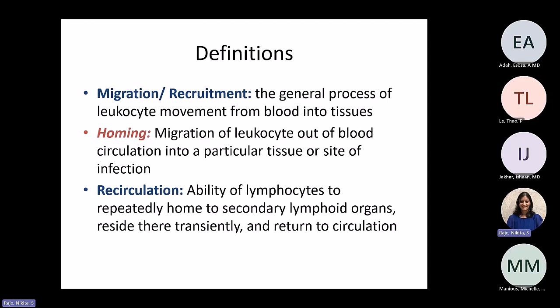Recirculation is another term. It means ability of lymphocytes to repeatedly home. So repeatedly end up in a particular site, and that ability to do that repeatedly to secondary lymphoid organs is called recirculation. The lymphocytes reside for a short time in a particular lymph node and then return to circulation to repeat that process again and again. So it's called recirculation.